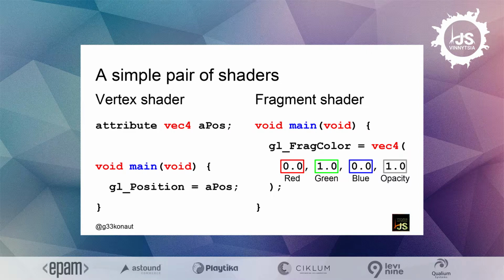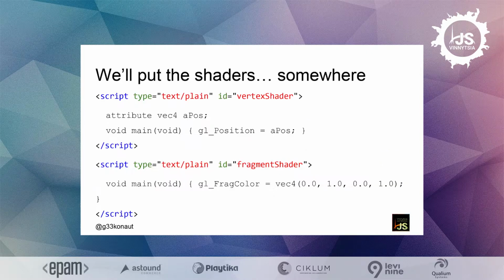So all we should get is we take our points from the triangle. We get the same points. Then we color everything in the middle with green. So we should get a green triangle. Okay. But now, we need to put the shaders somewhere. So how do you do that?